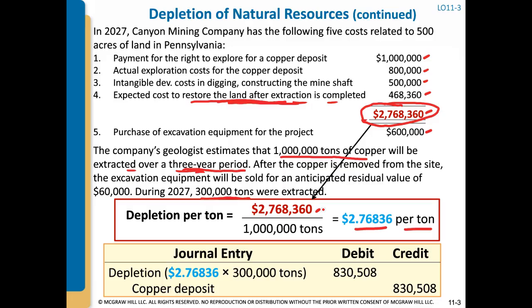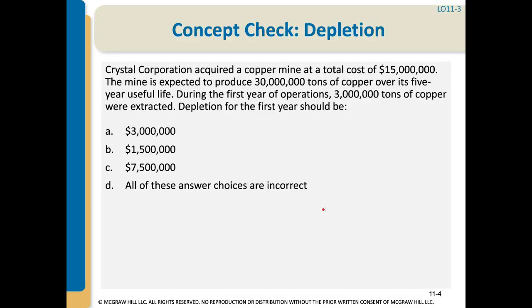So we take the 2,768 divided by 1 million. We have $2.76836 per ton. We are told that in 2027, 300,000 tons were extracted. And so our journal entry is going to be the depletion per ton of $2.76 times the 300,000 tons. And we're going to debit depletion. Again, that goes on the income statement for $830,508. And we're just going to credit the actual asset that we initially capitalized, copper deposit, $830,508.